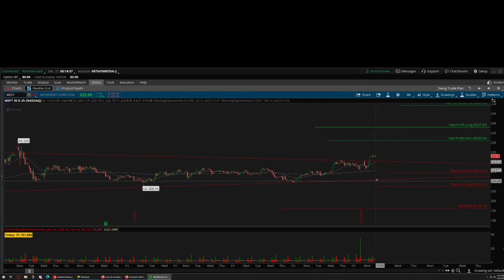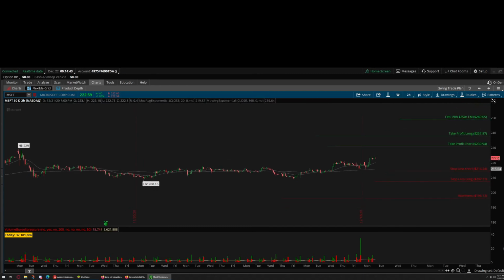So, go ahead and get rid of this. So there you have it. If you wanted to enter the February 19th call, you would know that your soonest levels that could potentially be hit would be the $234.94 or the $214.24. These are your absolute safest levels that you could trade with.